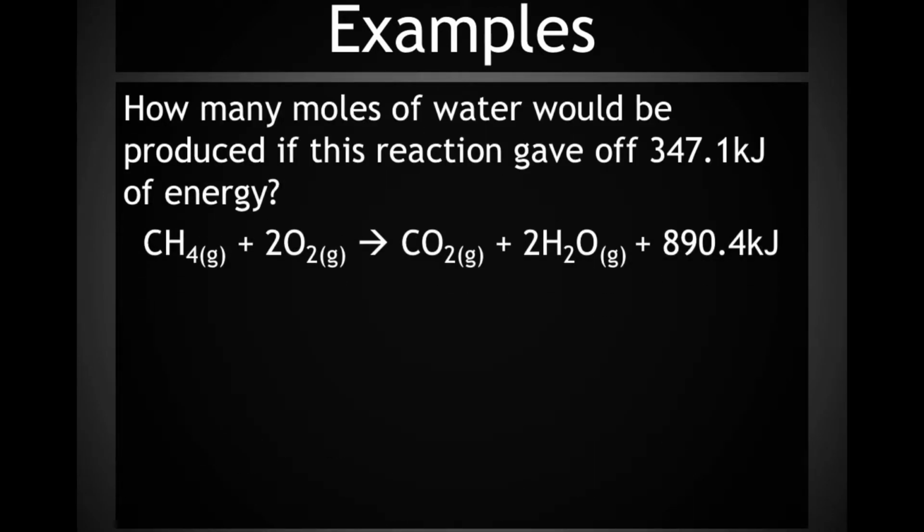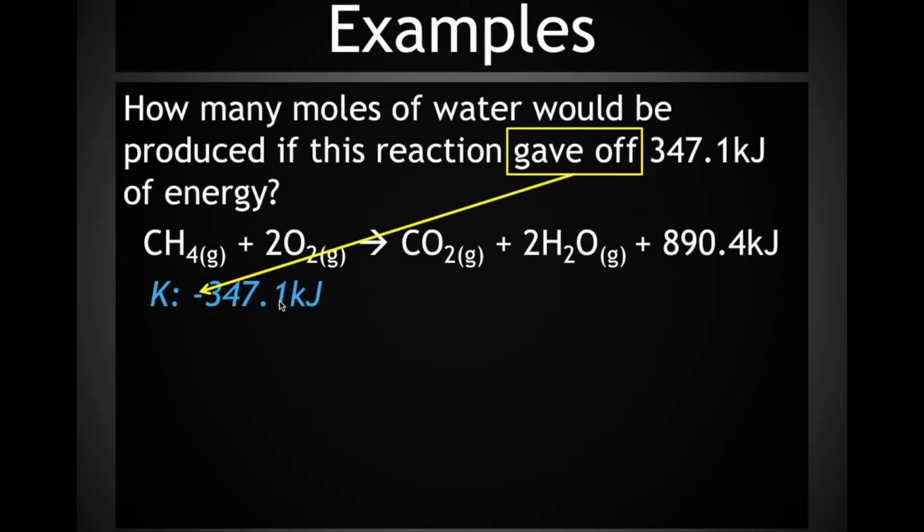All right, so next example: how many moles of water would be produced if this reaction gave off this much energy? In this case, the heat is part of the equation. It's not separate. If it was separate, it would say delta H equals negative 890.4. So it says how many moles of water, that's our unknown, and then our known is this, 347.1 kilojoules of energy. So it gave us this. The fact that it was given off or left the system, that's why it is negative, okay?